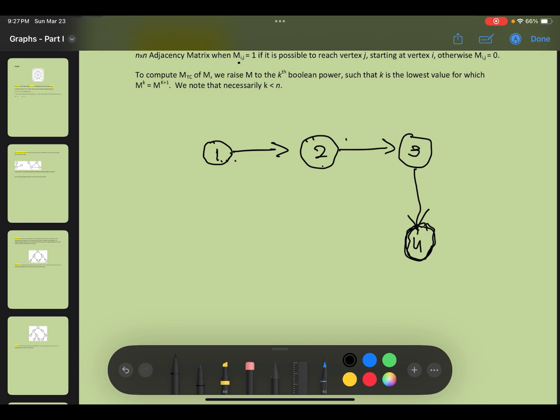We can go from vertex 1 to 2, 2 to 3, and from 3 to 4. So vertex 4 is perfectly reachable from 1, and hence in the matrix, M of 1 to 4 will be 1, because we are able to reach vertex 4 from 1. So let's look at how we can calculate this transitive closure with the help of an adjacency matrix.